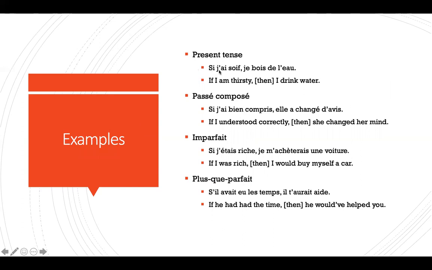So we have si j'ai soif, je bois de l'eau. So if I'm thirsty, I will drink water. And I just added the word then in here just to show you the if-then statement, but this is not included in the translation up here, as you can see.